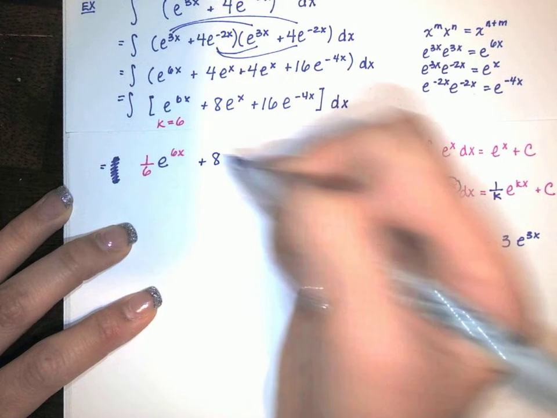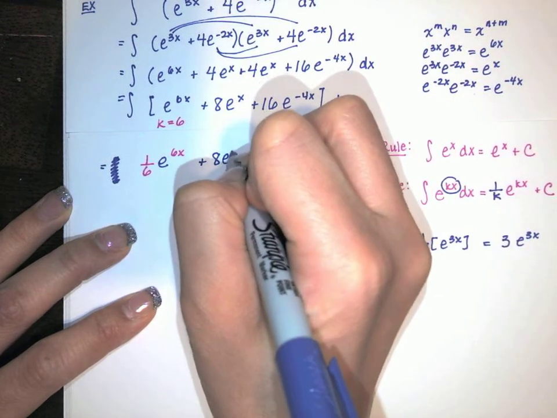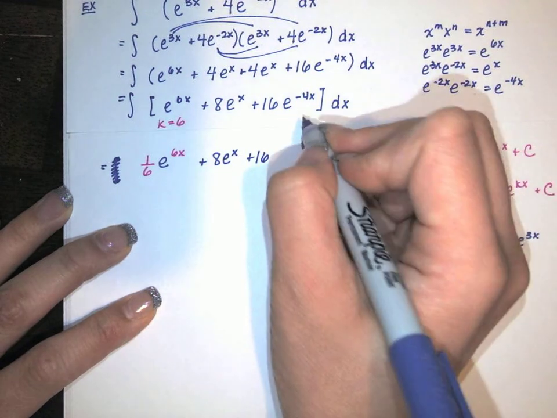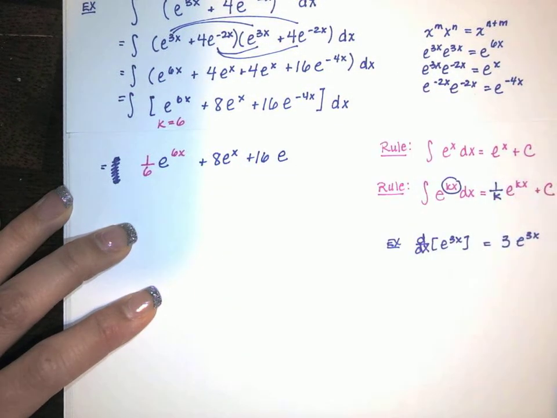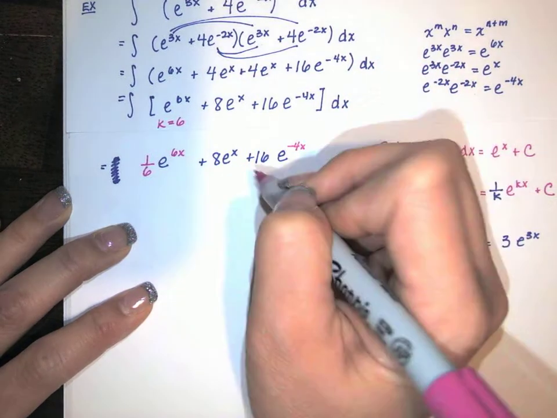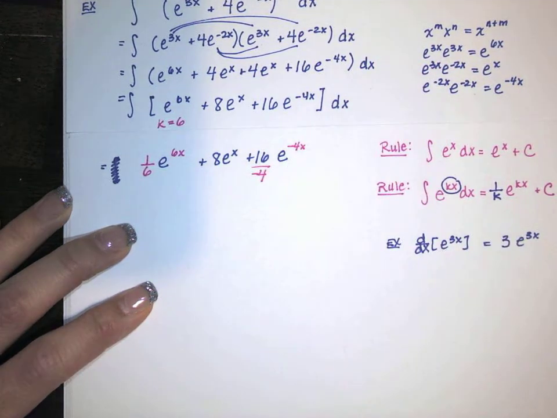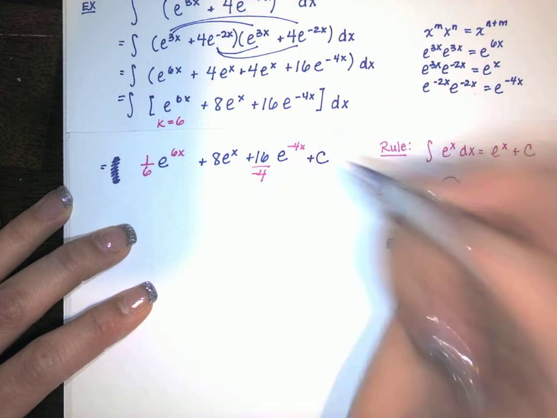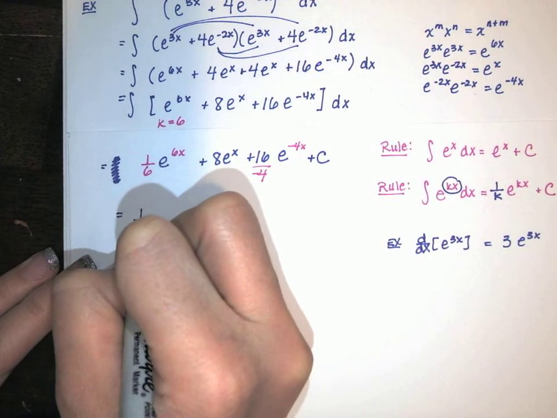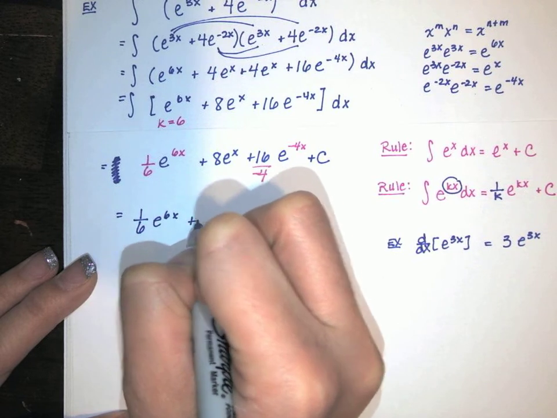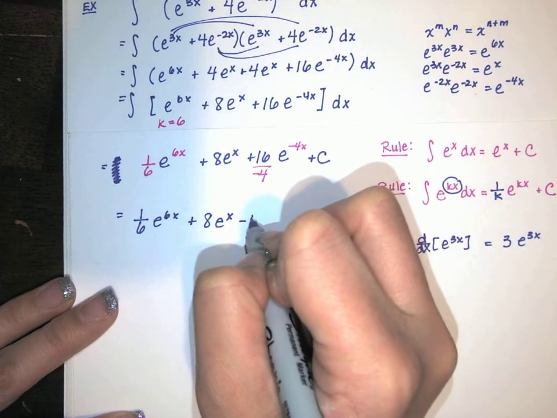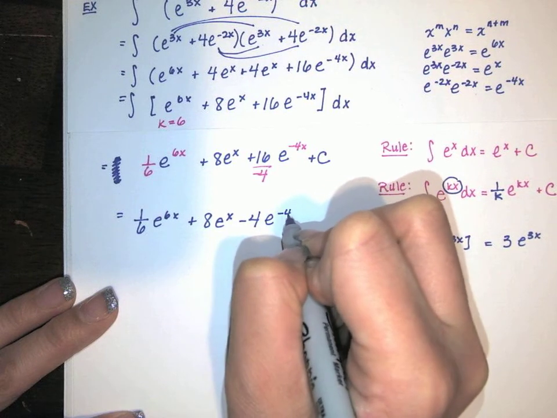Bring the 8 down. Antiderivative of e^x is e^x. Bring your constant down, 16. Then with e to some power, you're going to get e to that power. If that's a kx, don't forget to divide by the k. And of course, don't forget your plus c. So that's our answer. It's just not simplified. So I've got 1/6 e^(6x) plus 8e^x. 16 divided by -4 is -4e^(-4x) plus c.